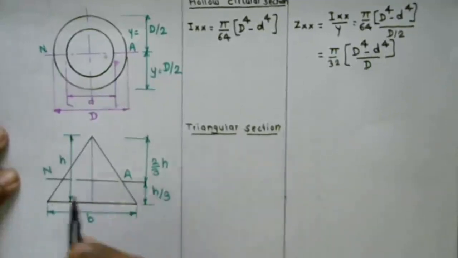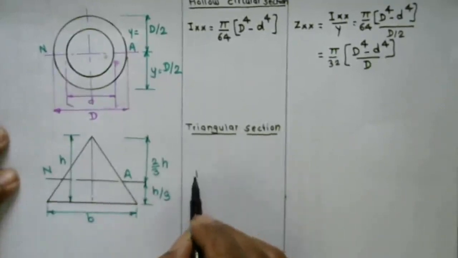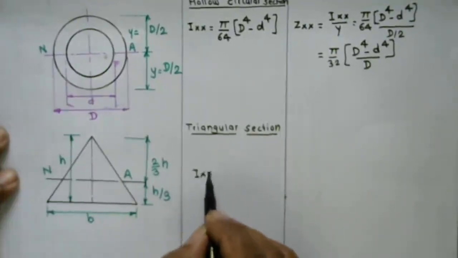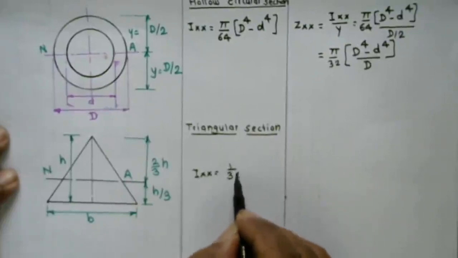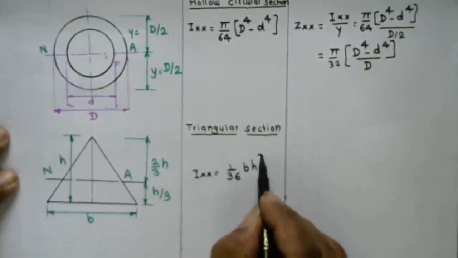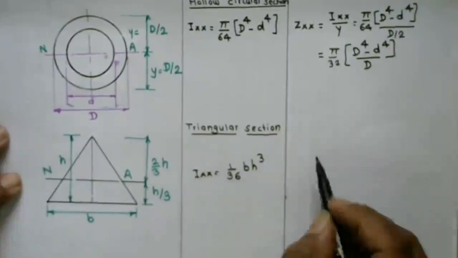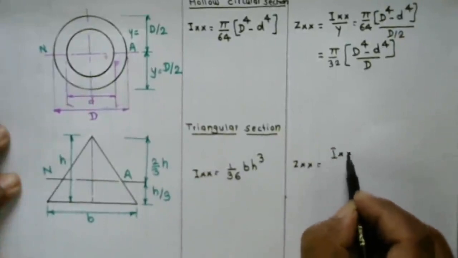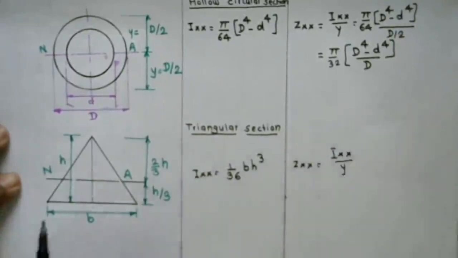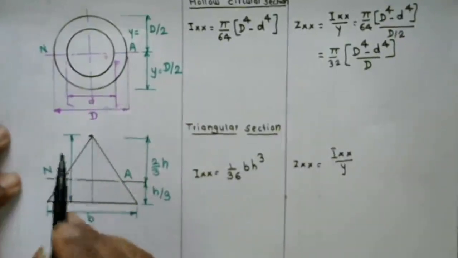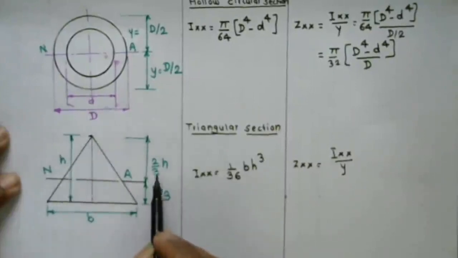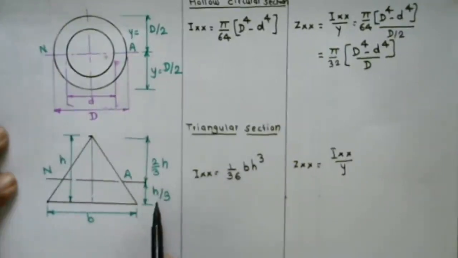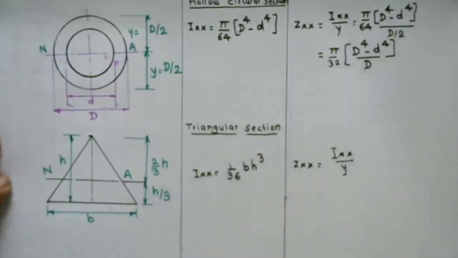Now the next section is the triangular section. In the triangular section, if we take the moment of inertia about the neutral axis, then Ixx is equal to 1 by 36 BH cube, and Zxx is equal to Ixx upon simply Y. Here Y, if we take the outer fiber at the upper side, becomes 2/3 H. If we take it from the bottom side or base side, then it becomes H by 3. It depends on the conditions mentioned in the numerical.